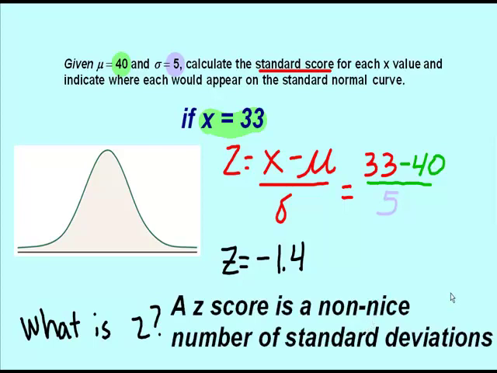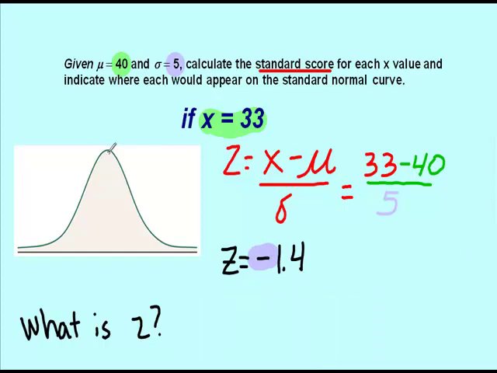I like to think of it as a non-nice number of standard deviations. Think miles. You could drive 1 mile or 2 miles or 1.2 or 1.4. It has the decimal value in it. The negative that you see in our particular problem refers to the direction. It is below the mean.